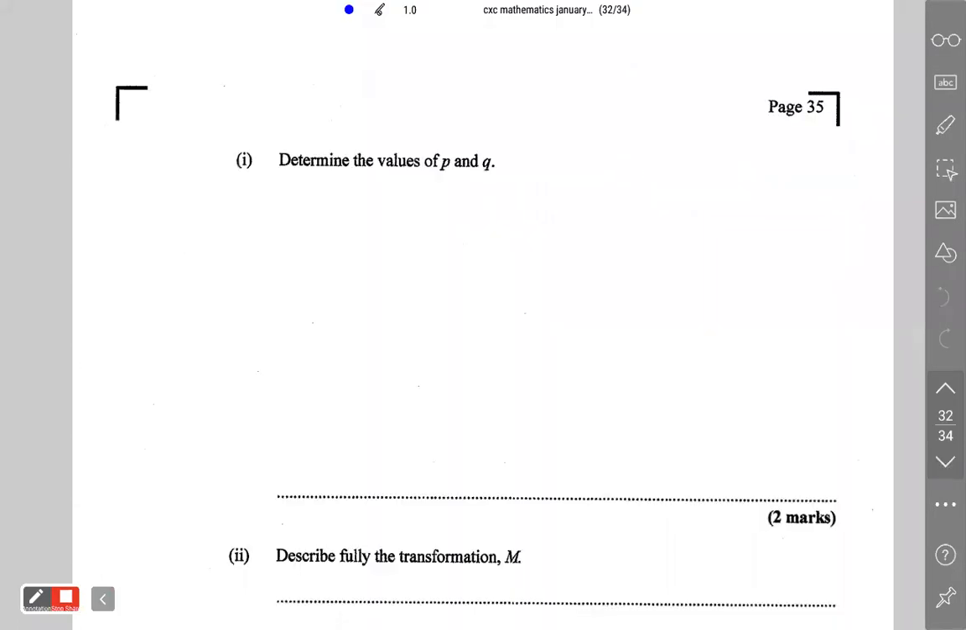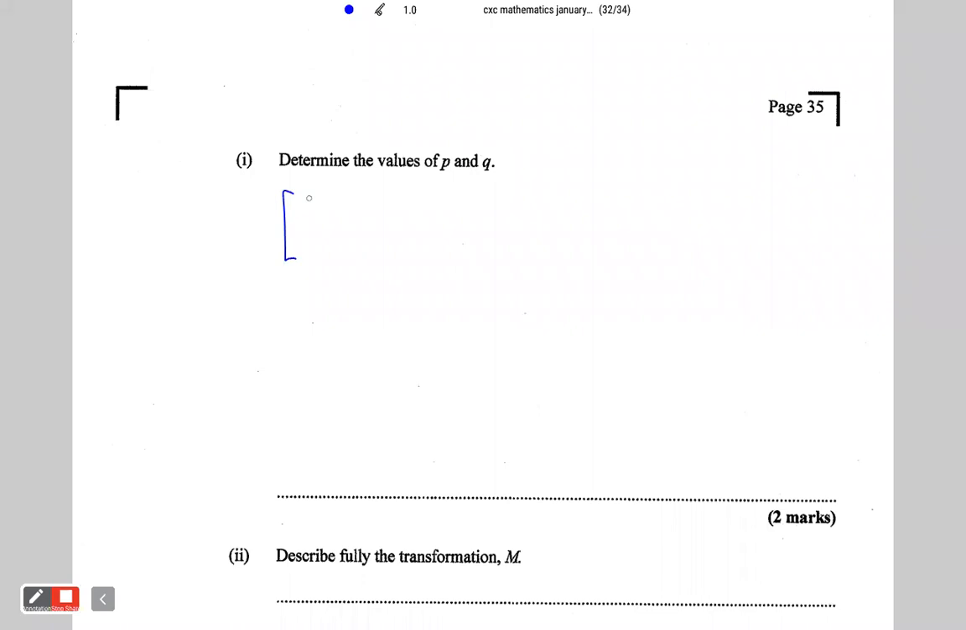So we're asked to determine the values of p and q. The transformation M, which is (0 p; q 0), is applied to R, which is (2, -5), and it became R prime, which is (5, 2). Let's find out what p is and what q is.